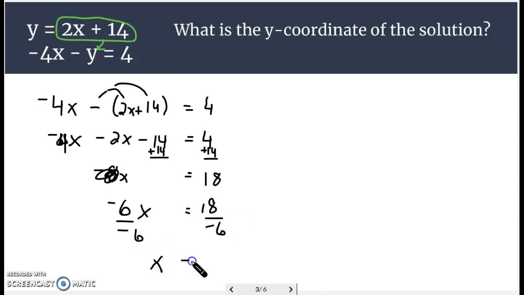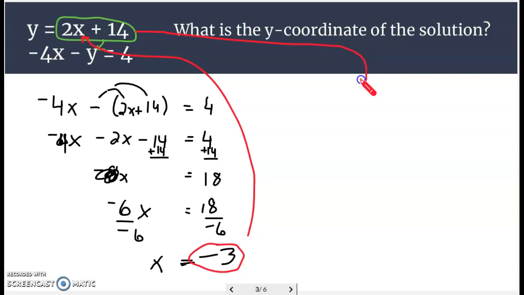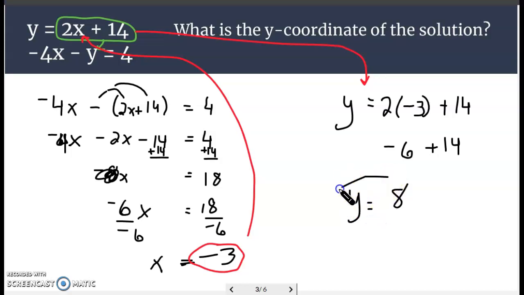We find x to be negative 3. I'm going to take this negative 3 and go all the way back up here, substitute it in here, and show that work. y is equal to 2 times x plus 14. x was right here. I'm not going to write x though. I'm going to write the negative 3. 2 times negative 3 is negative 6. And negative 6 plus 14 gives me 8. The y-coordinate of this solution is 8.